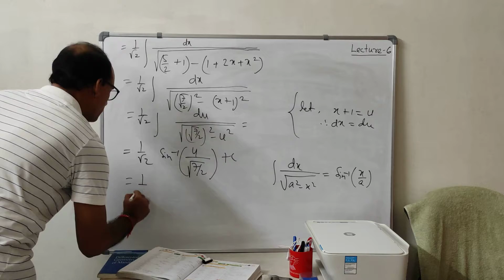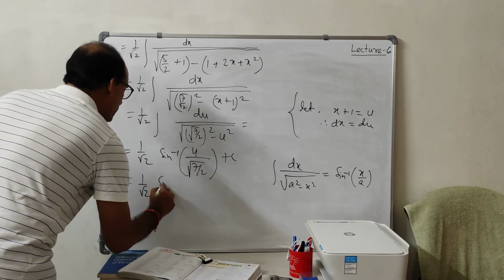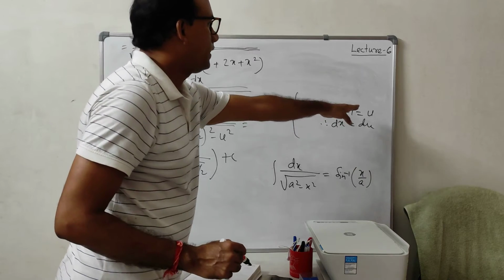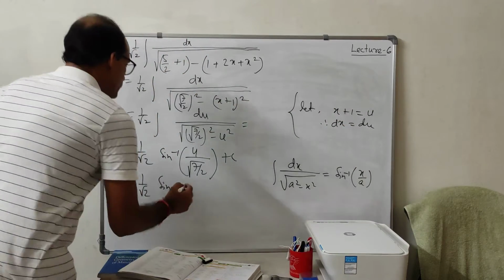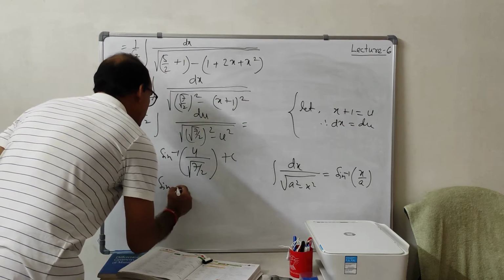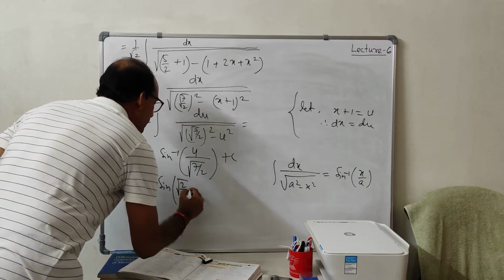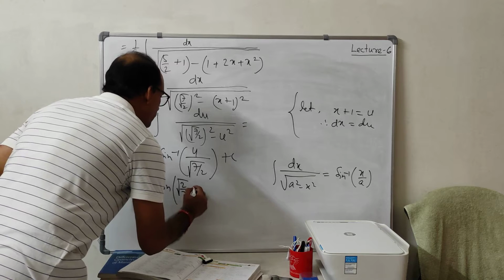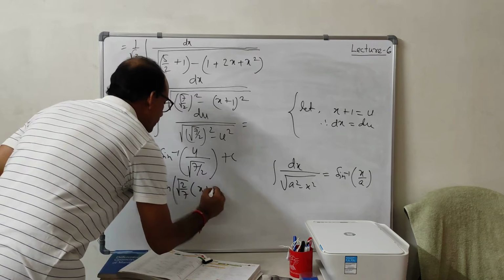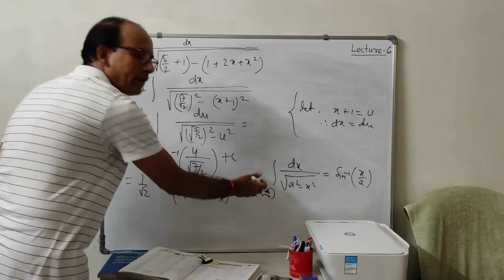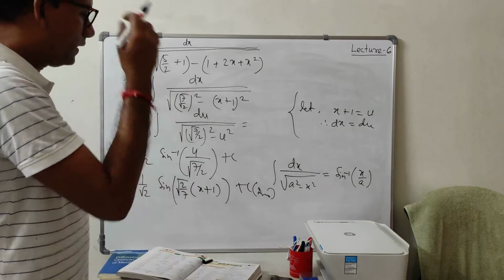That is 1 by root 2 sine inverse. So what is u? You take u as x plus 1. So this is root over of 2 by 7 into x plus 1 plus c. Here is the end of the integral. Okay.